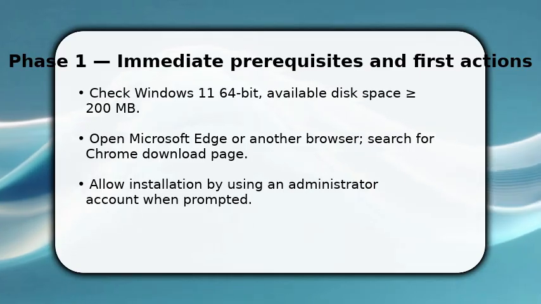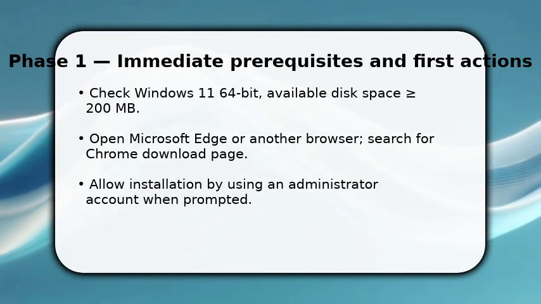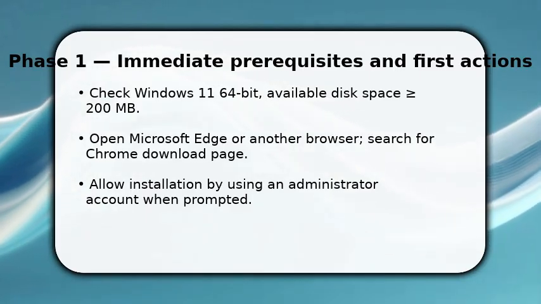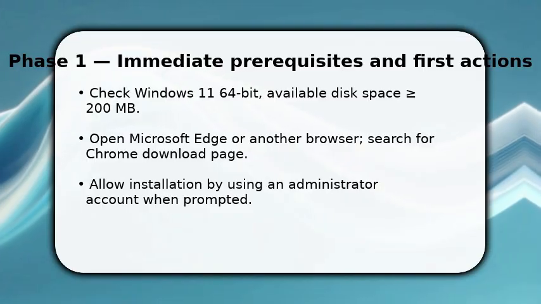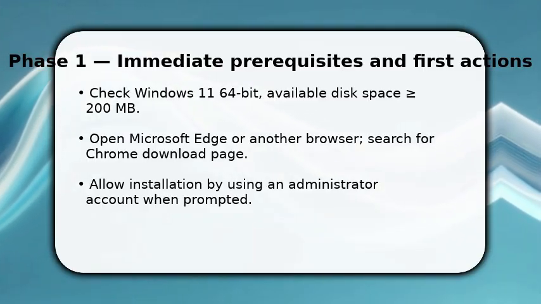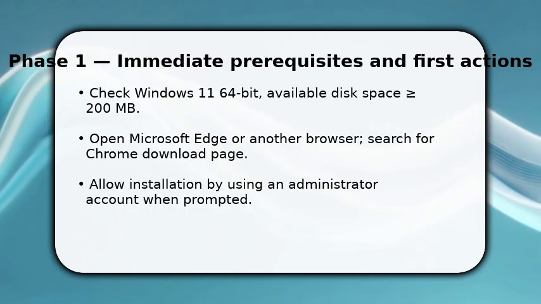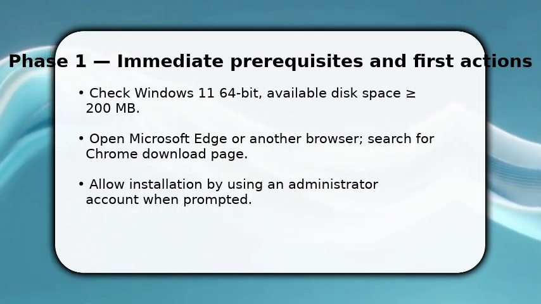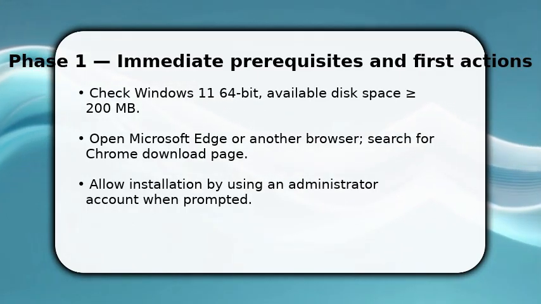You begin by confirming the essentials. You have Windows 11 and enough free space. Use an administrator account. Next, open Edge, do not tinker with settings, and locate the Chrome download from Google. Once on the download prompt, choose the standard installer for Windows 11 and click Download.